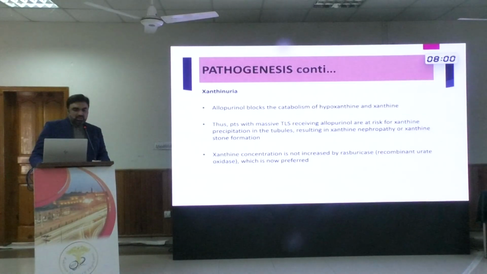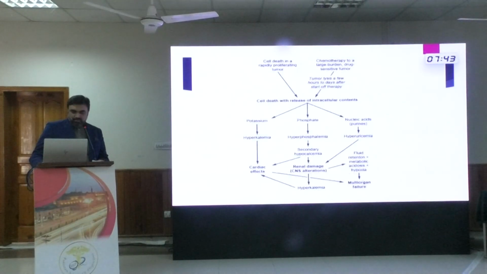When allopurinol is started in this type of patient, it blocks the xanthine oxidase enzyme. When xanthine oxidase is blocked, there is increased formation of hypoxanthine and xanthine. The hypoxanthine is water soluble, but xanthine is not that water soluble. So it accumulates in the tubules, resulting in xanthine nephropathy or xanthine stone formation. Xanthine concentration is not increased by rasburicase, which is now the preferred option.